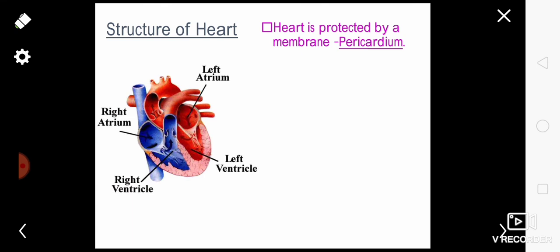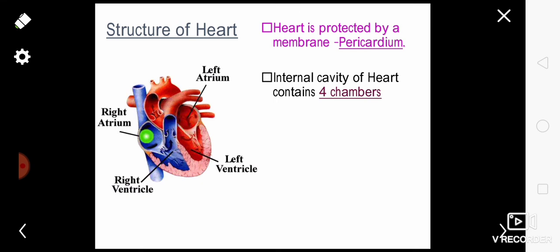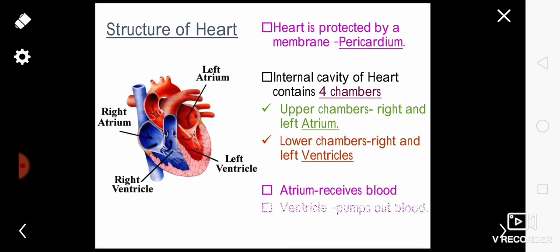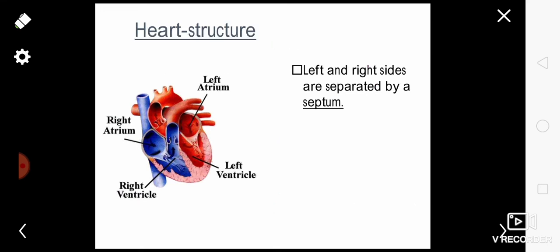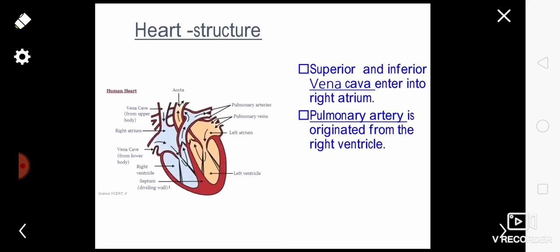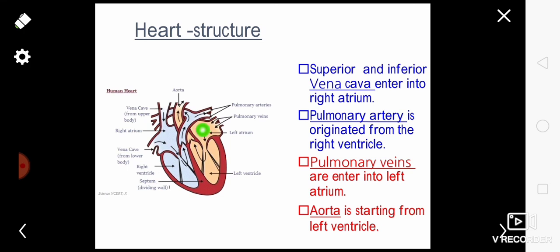Let us conclude the structure of the heart. The heart is protected by a membrane known as pericardium, and the internal cavity of the heart contains four chambers: right atrium, left atrium, right ventricle and left ventricle. The upper chambers are the right and left atrium, and the lower chambers are the left and right ventricles. The atrium receives blood and the ventricles pump out blood. The left and right sides are separated by a septum. The right side always contains deoxygenated blood, and the left side contains oxygenated blood. Coming to the blood vessels, superior and inferior vena cava enter into the right atrium, and the pulmonary artery originates from the right ventricle. Pulmonary veins enter into the left atrium, and the aorta starts from the left ventricle.